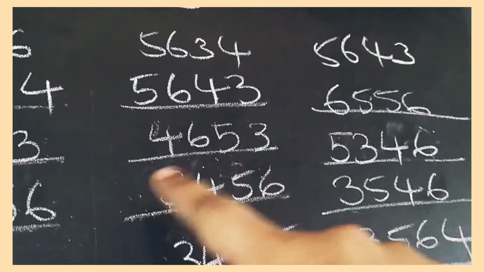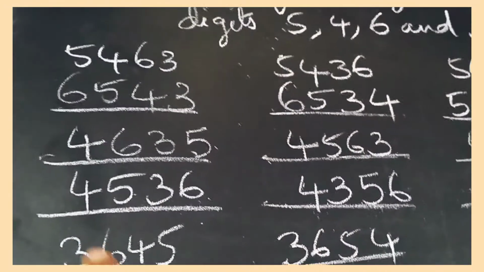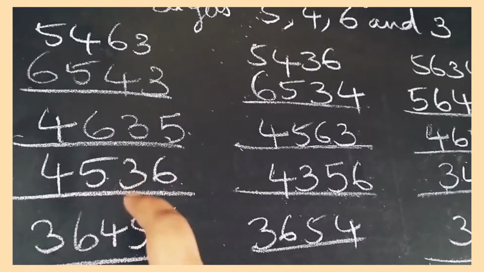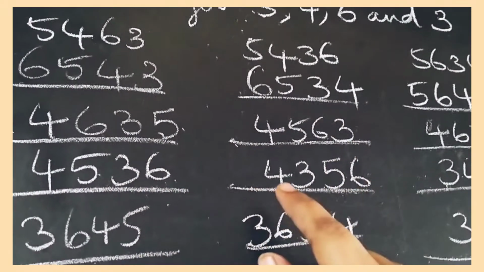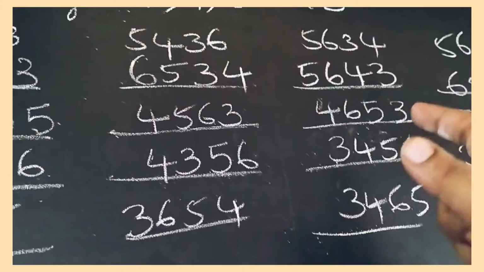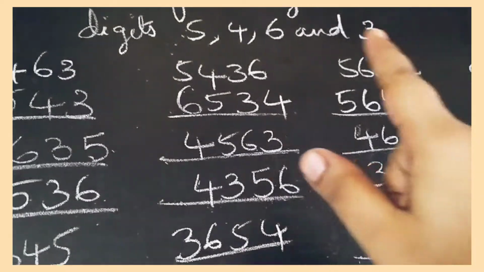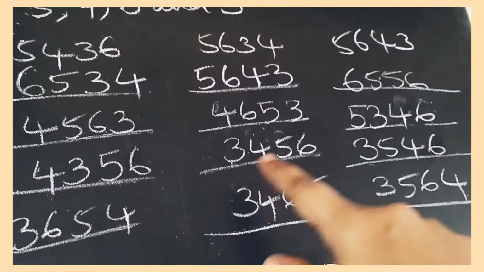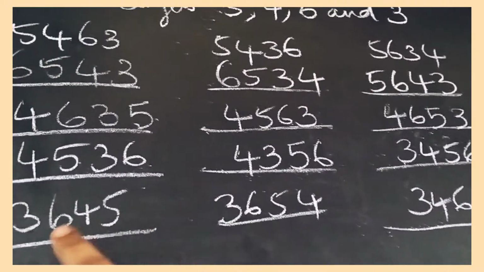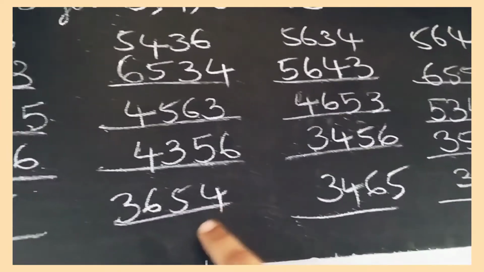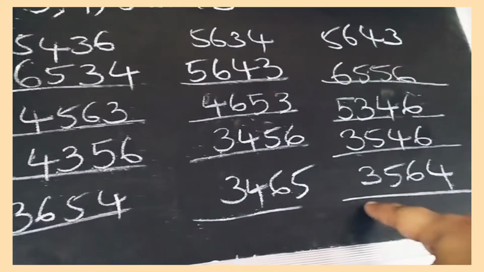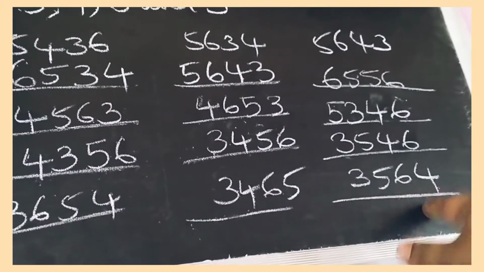Then 5 3 4 6 we will take. Then 4 5 3 6, here 6 3 is there, we'll take it as 3 6. Then 4 3, then 4 3 5 6, then 3 4 5 6. We can take 3 4 5 6 also, no? 3 4 5 6, then 3 5 4 6, then 3 6 4 5, then 3 6 5 4, then 3 4 6 5, 5 6 we have taken, we'll take 6 5, then 3 5 6 4.